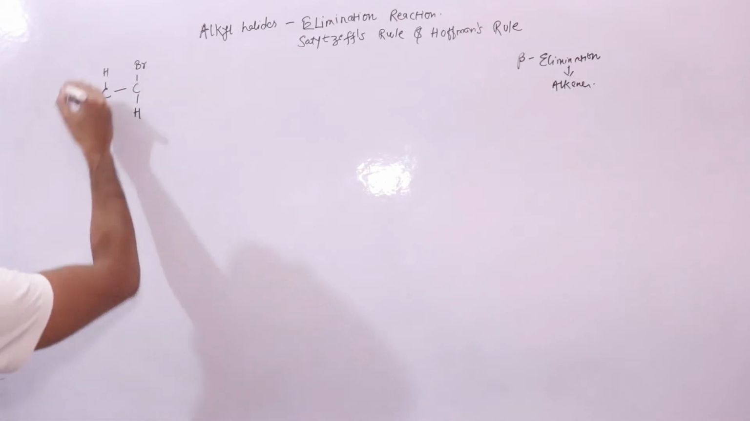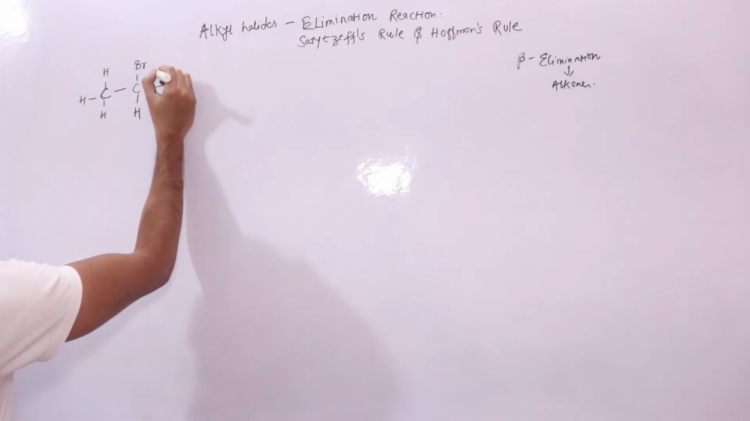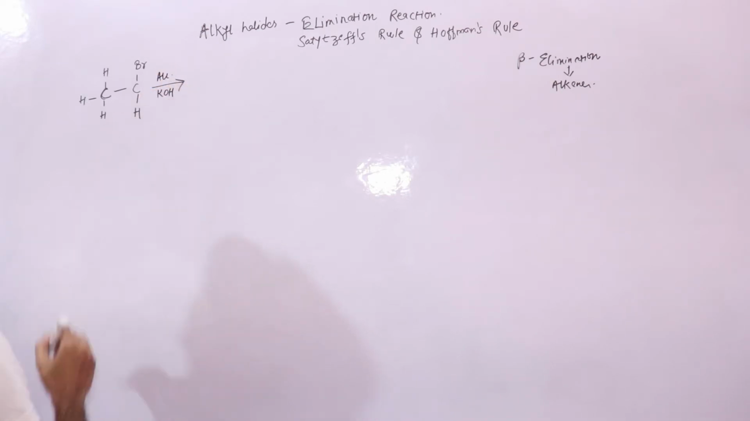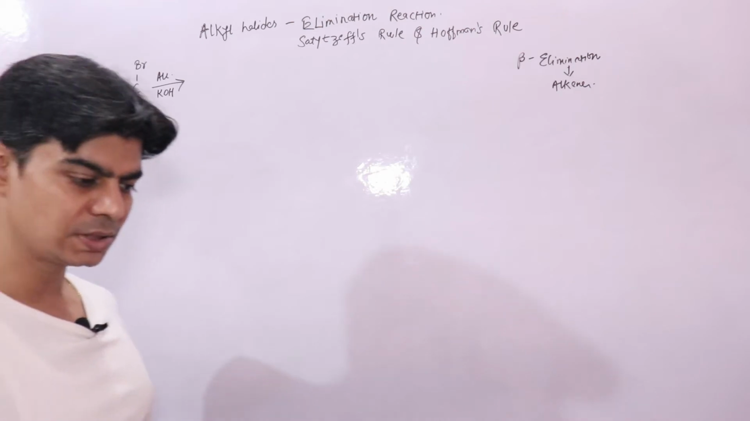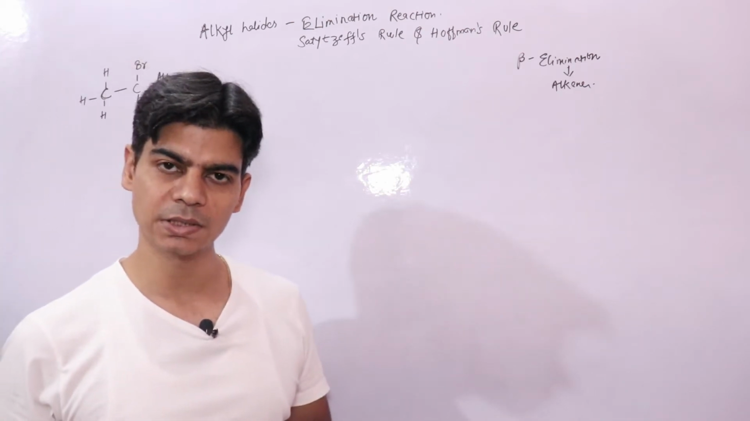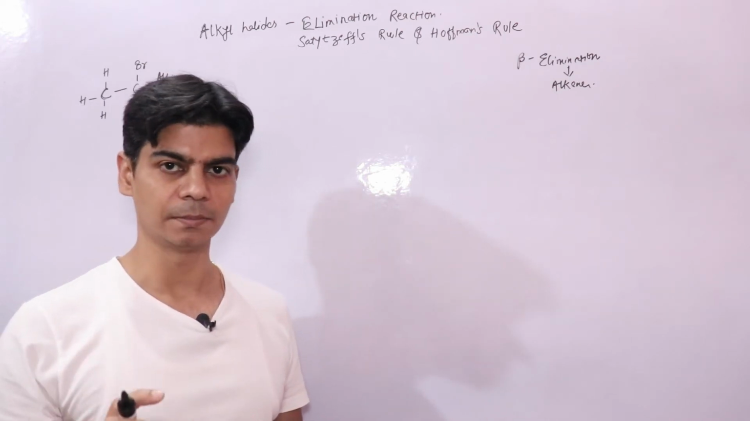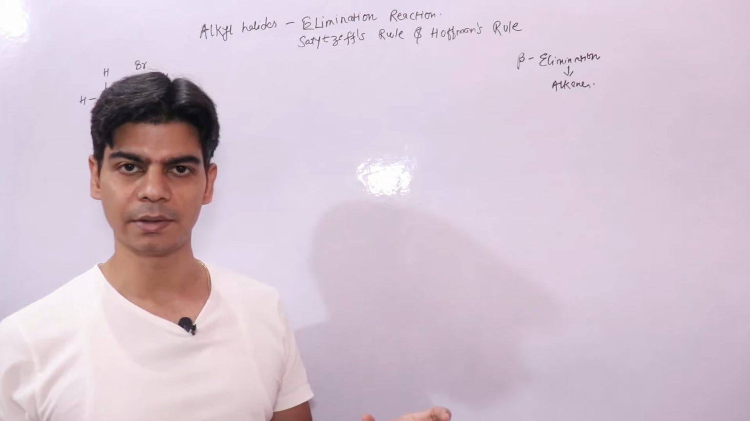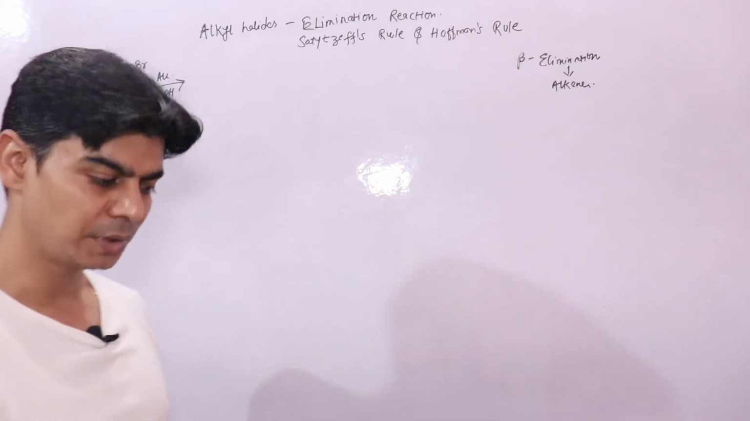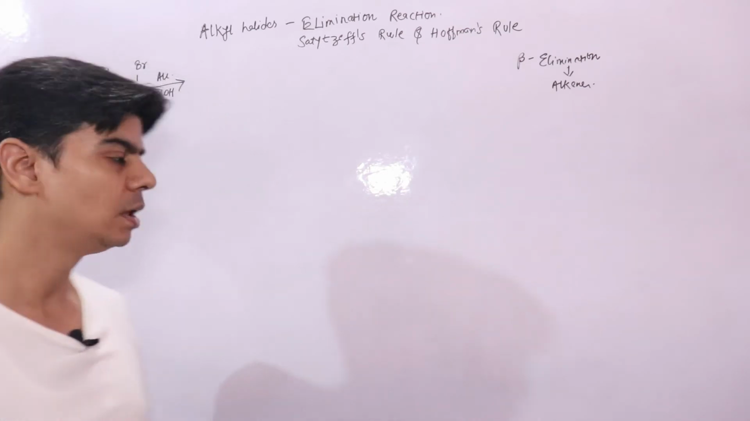So when ethyl bromide or bromoethane is treated with alcoholic KOH, it will undergo elimination. To be very specific, it will undergo beta elimination, where a halogen atom and a hydrogen atom would be eliminated, and the hydrogen atom that would be eliminated would be from the beta position.